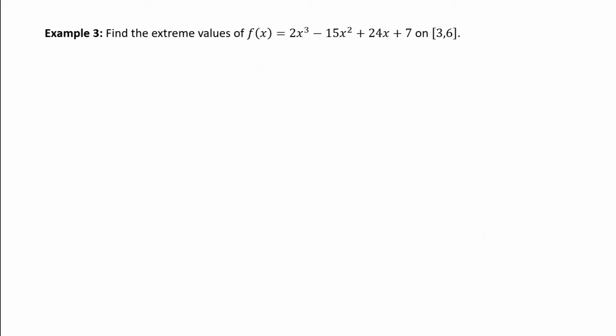Example, find the extreme values of f of x equals 2x cubed minus 15x squared plus 24x plus 7 on the closed interval from 3 to 6. We'll apply the extreme values on a closed interval theorem and follow the suggested 4-step procedure. The first step is to find any critical points.